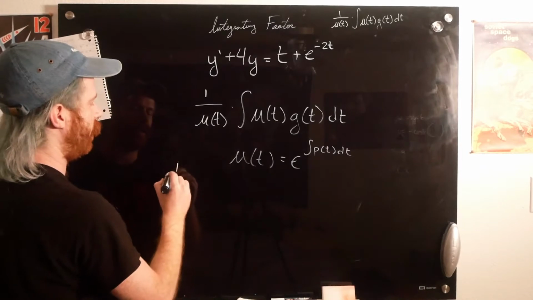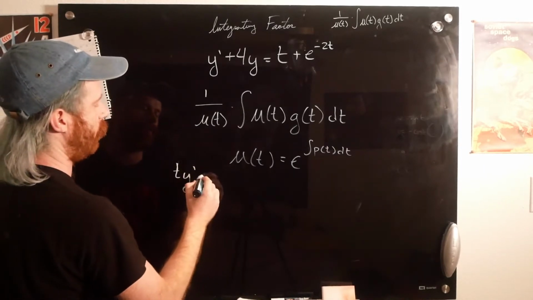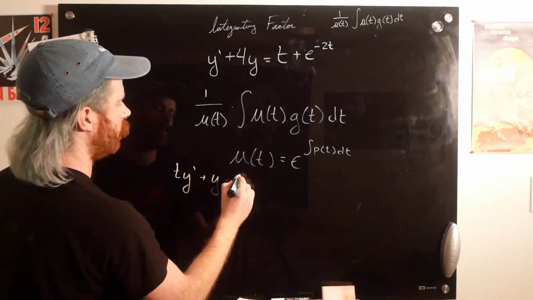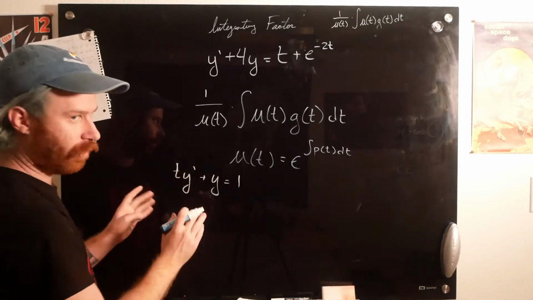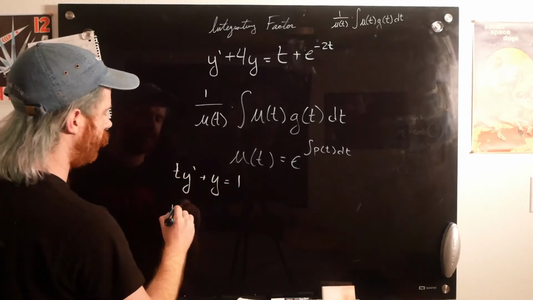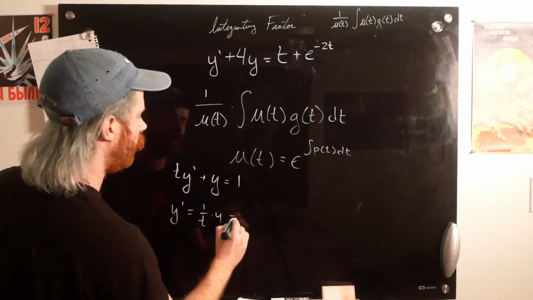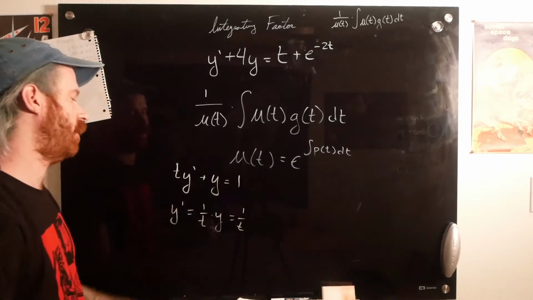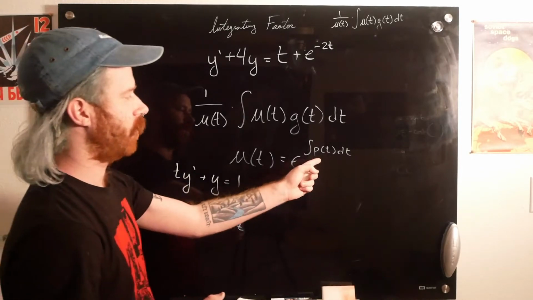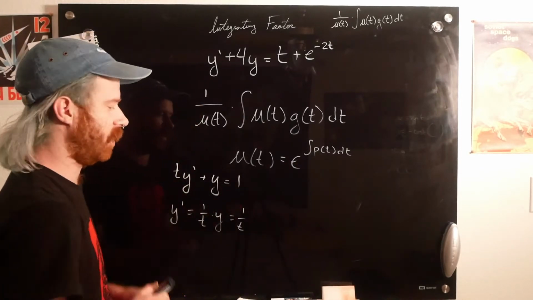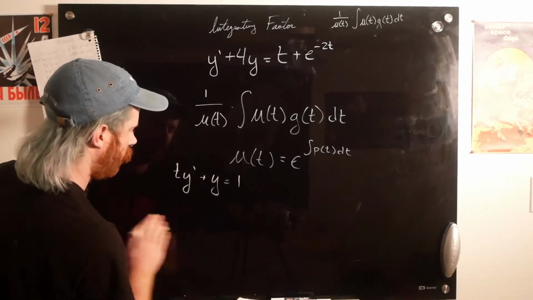So if you were to have t y prime plus y equals 1, you would have to first get y prime by itself, so you divide everything by t. Y prime plus 1 over t times y equals 1 over t. So we've divided everything by t. Your p of t in this case is going to be 1 over t. And that's what we're going to plug into this to find mu of t. I'll go ahead and do an example and show you how it's done.